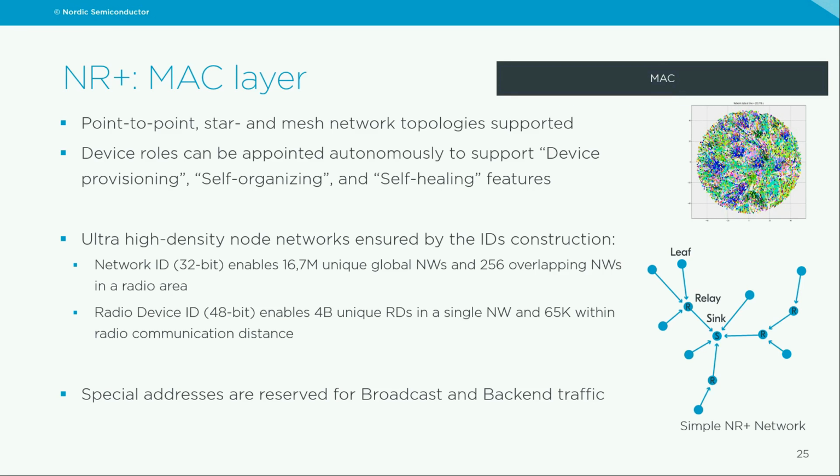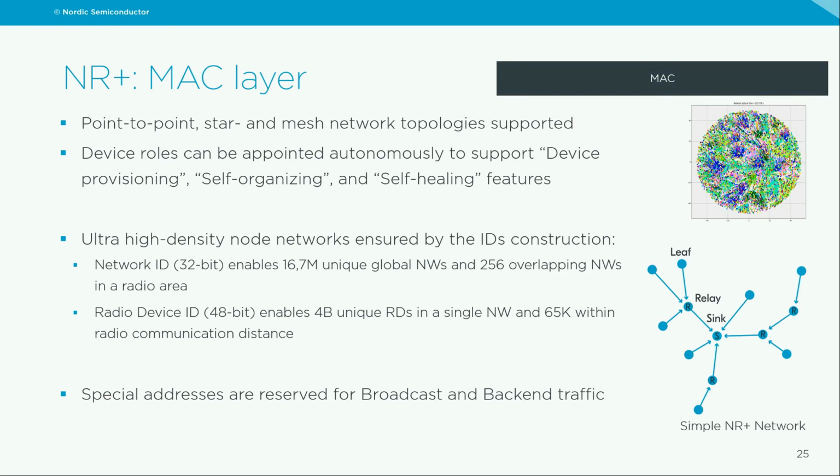With regards to the identification of the networks, that is also handled in the MAC layer, and you have support for ultra low, high density node networks because of the way these IDs are structured. So for the network ID, this can enable up to 16 million unique global networks, and also 256 overlapping networks in an area, because it identifies the network globally and also the network locally in this network ID.